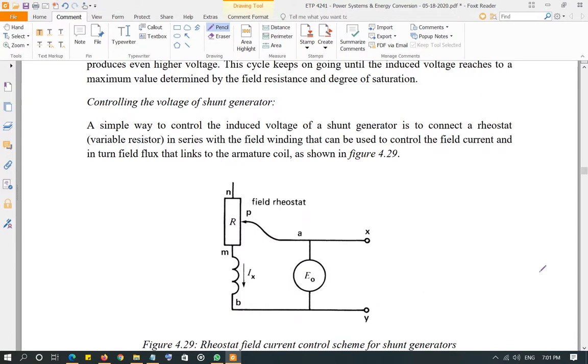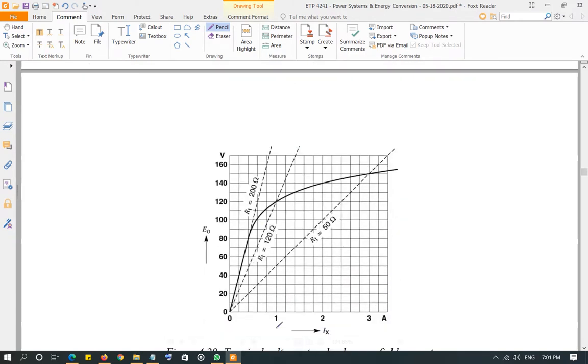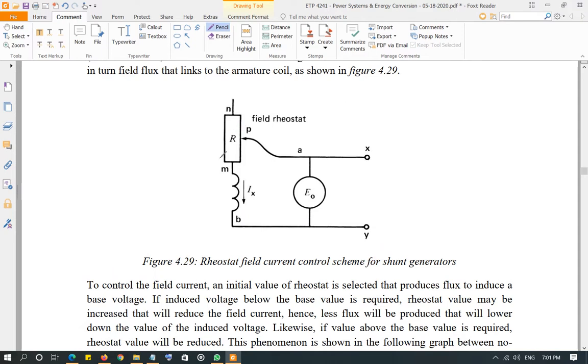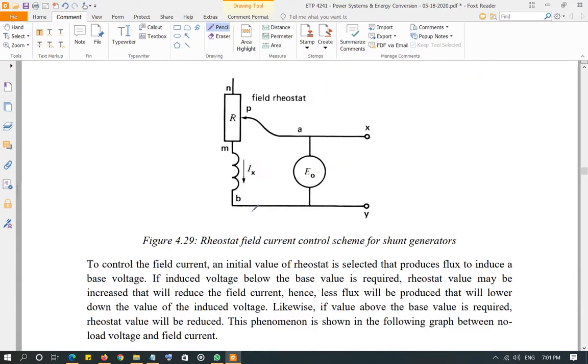Controlling the voltage of the shunt generator. How do you control the voltage of a shunt generator? If you put a rheostat, a variable resistor, in the field, you start controlling the current of the field. Controlling current means that you are controlling the flux. So let's say you have a base value of the resistor, and that base value of the resistor is producing some voltage. I think I have a graph right here. So let's say you have a base value of resistor which is R1, and since you can apply Ohm's law here, E naught over R1 is going to be Ix, which is the base value of the current.